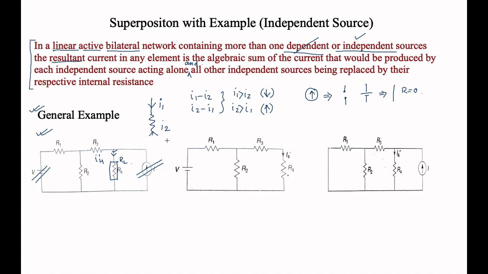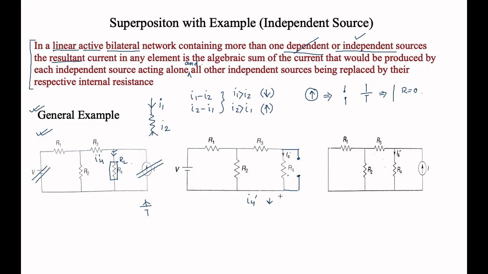So in the first step, the current source is omitted. Here this is the short circuit, and this is the open circuit path because it is a current source, so we can neglect this path. For the voltage source V, this is the positive terminal and this is the negative terminal, so current flows from positive to negative. The current in R4 through V is I4 dash, and it is downward.